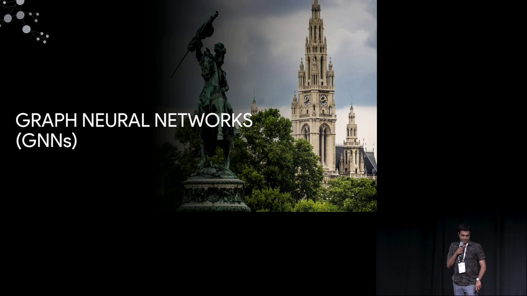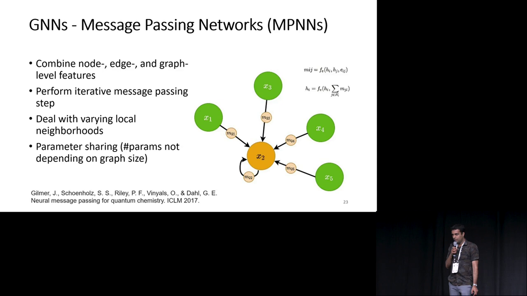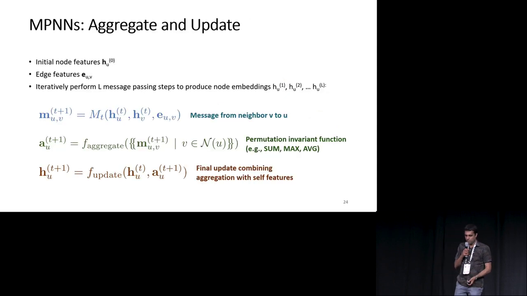Okay, so let's get into what is a graph neural network. Generally, they occur in this framework called a message passing network. The idea is that each node sends a message to its neighboring nodes that combines node, edge, and graph level features. And you do this iterative message passing procedure. Okay, so I'll describe it in a bit more detail on this next slide.